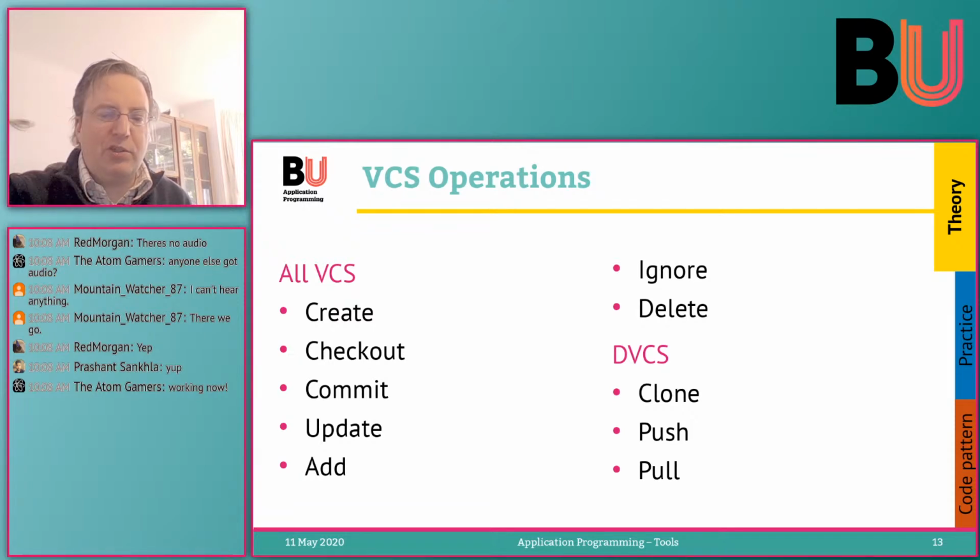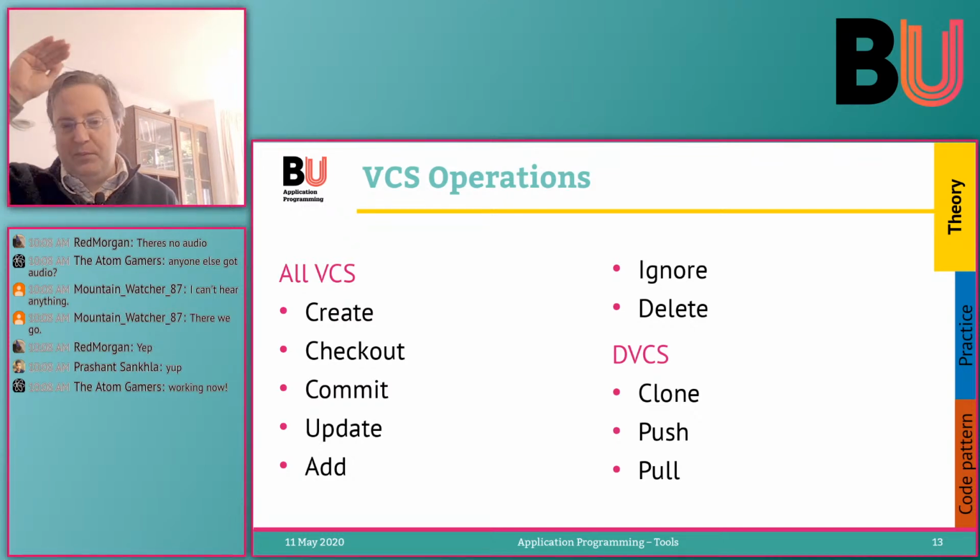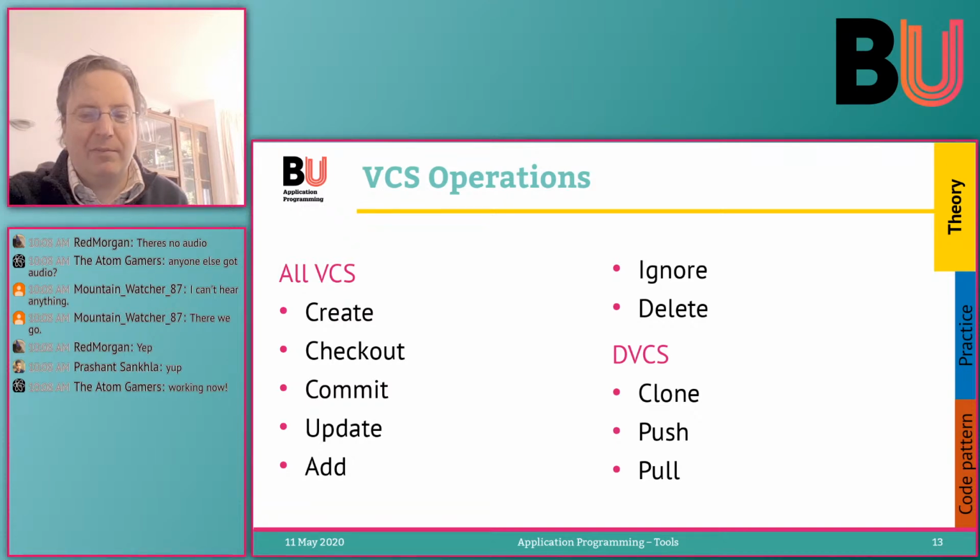So VCS operations, we had a number of them. Add a file to the repository, and ignoring a file, very important, the ability to ignore certain files. In Git, you do that just with the .gitignore file. You can say, okay, don't tell me about changes in this file. Don't offer me to add this to the repository. So when you look at the status of your repository, it says, okay, these files are changed. The ignored files, it will just not display anything about them.